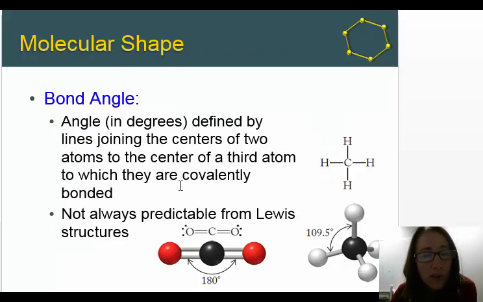First, let's go ahead and define bond angle. A bond angle is defined as an angle formed by two bonds that are connected to the same atom. So our central atom is always going to be the vertex of our bond angles. And as we just saw, the bond angles are not always predictable from the Lewis dot structures. So we're going to look at how we can use Lewis dot structures to accurately predict the bond angles as well as the molecular geometry.